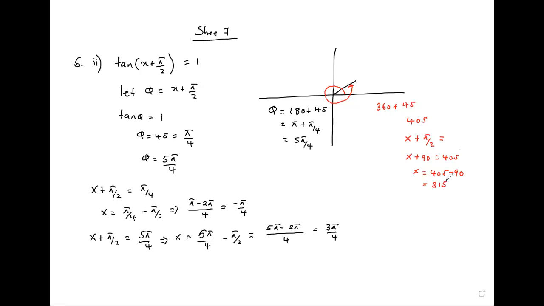Now 315 is bigger than 180. Remember, the required range is from 0 to pi. So the only solution that we have here is x is equal to 3 pi over 4.